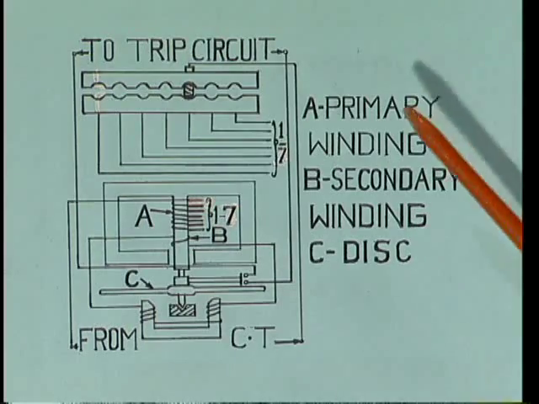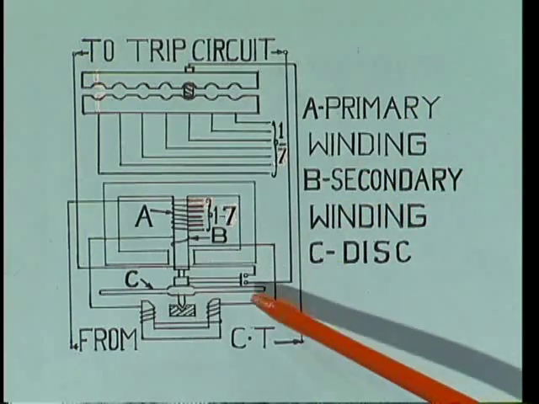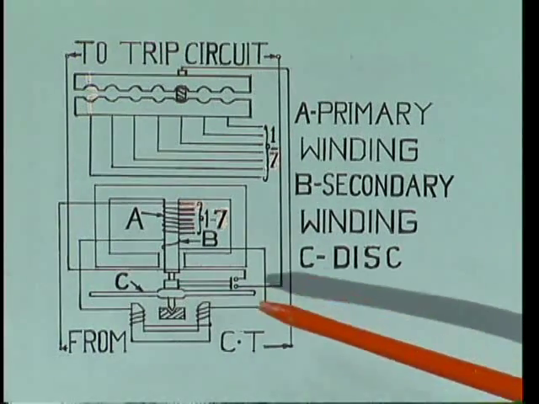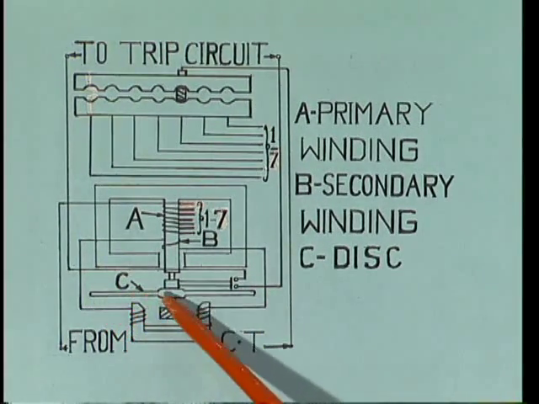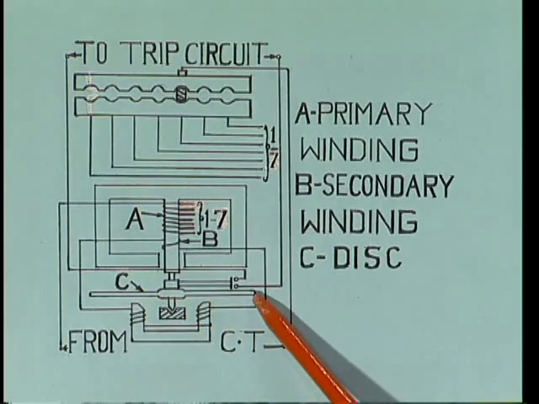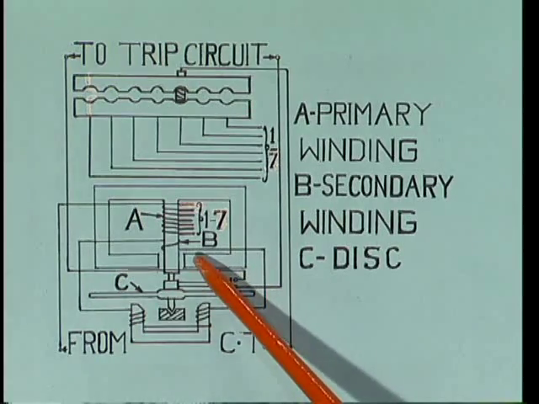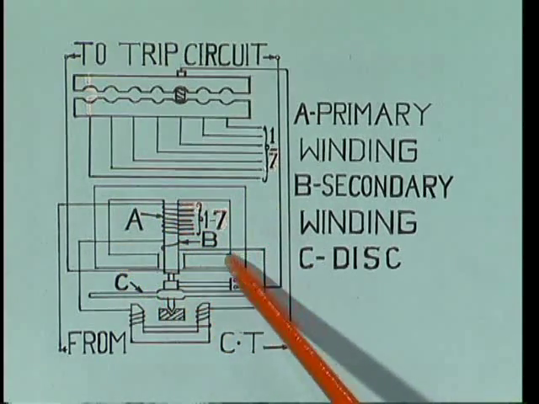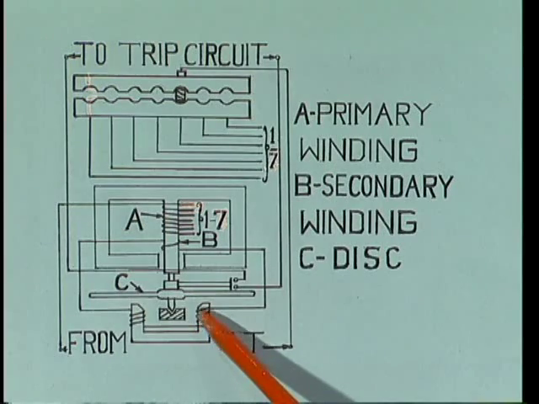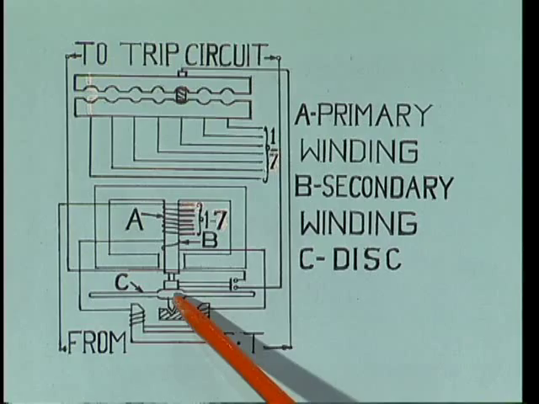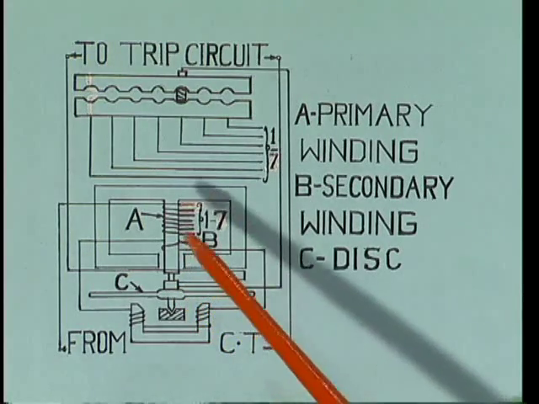The construction of the induction type overcurrent relay is as shown in the figure. It consists of an aluminum disc, which is placed between two electromagnets. This is the upper electromagnet, and this is the lower electromagnet. The disc is placed between the poles of the two magnets, and the upper electromagnet has two windings.